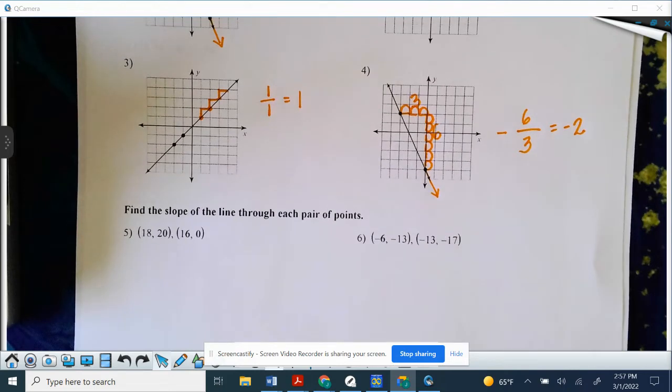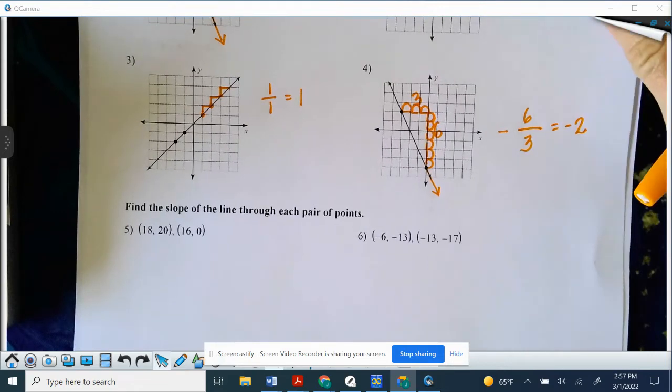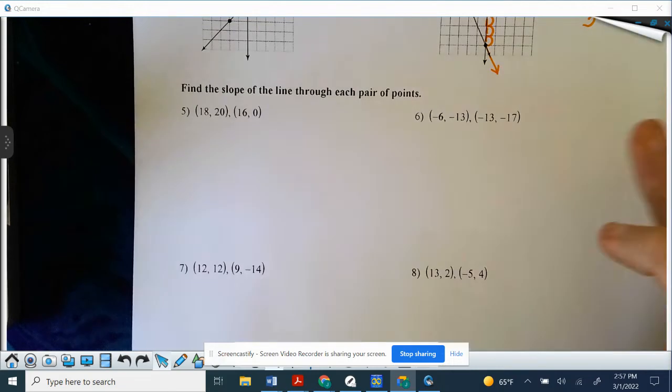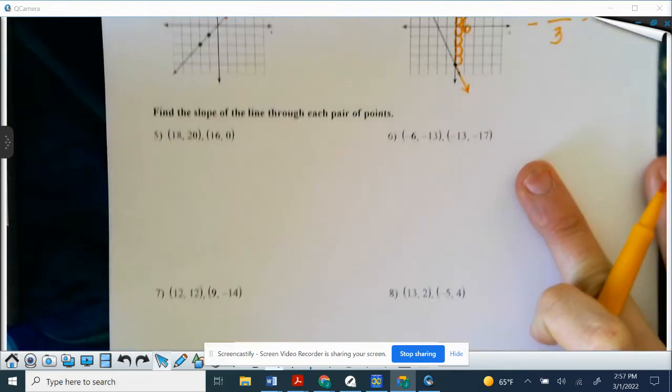All right, graphing. Anybody have a question from slope on graphing? Speak now or forever hold your peace. Good? Nobody say anything, so I'm assuming you're good.